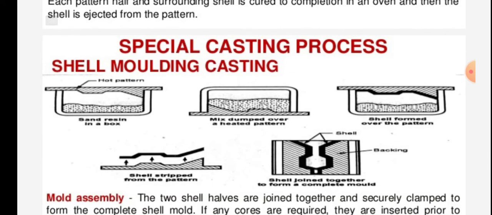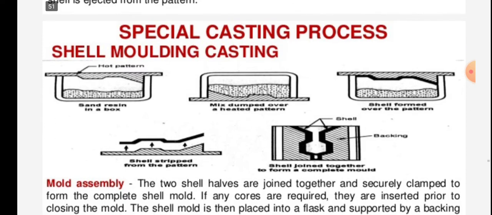Special casting process, shell molding casting. Figure shows the sand resin in the box. Hot pattern is given. Then second figure is mix dumped over a heated pattern. Third figure shows shell formed over the pattern. Fourth figure is shell stripped from the pattern. And fifth is the shell joined together to form a complete mold. It is also presented by shell and backing.